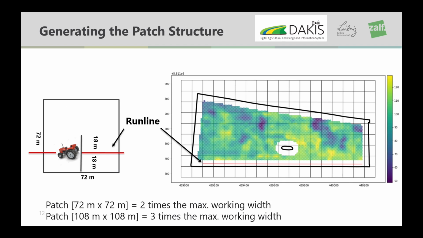The run line consists of a georeference line with two coordinates. We use these points to generate a patch structure of, for example, 72 meters, which is parallel to the run line. The patches are oriented on this track in such a way that the patch can be processed twice with a maximum working width. Here you can see the run line, which is parallel to the lower edge of the patch with a distance of 80 meters.